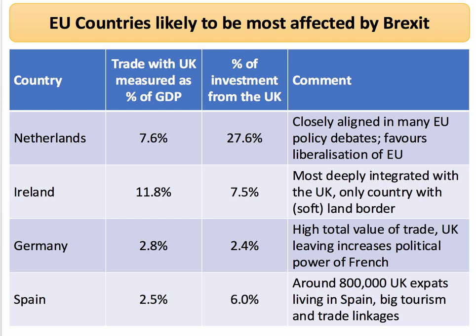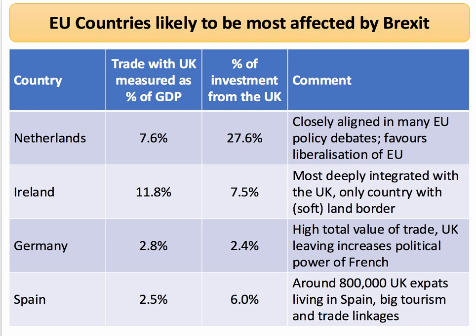Another evaluation point is to think about which countries might be most directly affected by Brexit. Here are four countries I think are of particular relevance to you in your A-level studies. The Netherlands has 7% of its trade with the UK, as a share of their GDP, but actually quite a significant percentage of investment. The Netherlands and the UK are quite closely aligned in many European Union policy debates. The Netherlands wants reform of the EU, and they may well push for those reforms once the UK leaves.